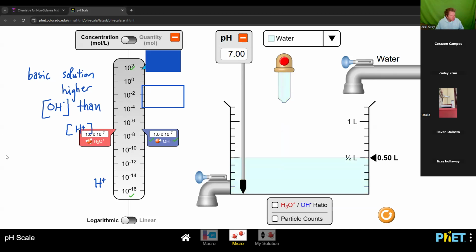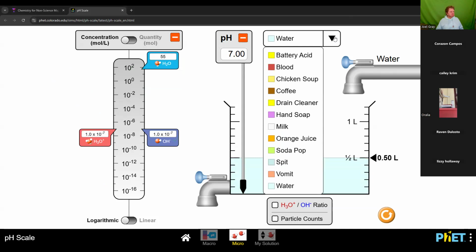And based on what we just did, let's clear this and let's go with battery acid. Okay. What do you think the pH is going to do as soon as I select battery acid? Do you think it's going to go up? Do you think it's going to go down? Or do you think it's not going to change? If I select battery acid, do you think battery acid is going to have a low pH or a high pH or a pH of 7? So I'm asking, is it lower than 7 or higher than 7? That's my question.